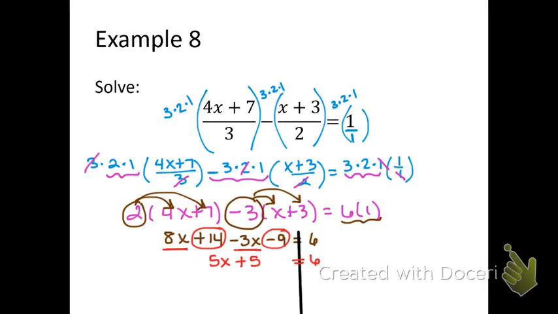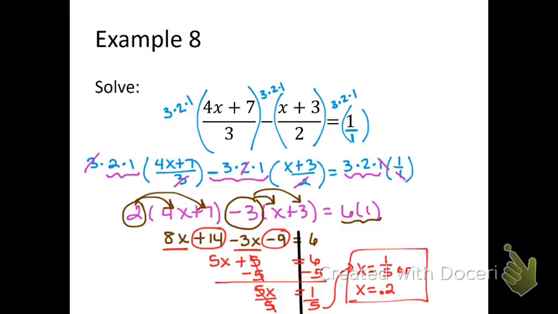And then just solve, so move the 5 over. It's positive, so we're going to subtract it. So we get 5x equals 1. Divided by the 5, try and get x by itself. 5's cancel, and we get x equals 1/5, which is also an exact decimal of 0.2. So you can give me that. Are your solutions set? Is either one of those.